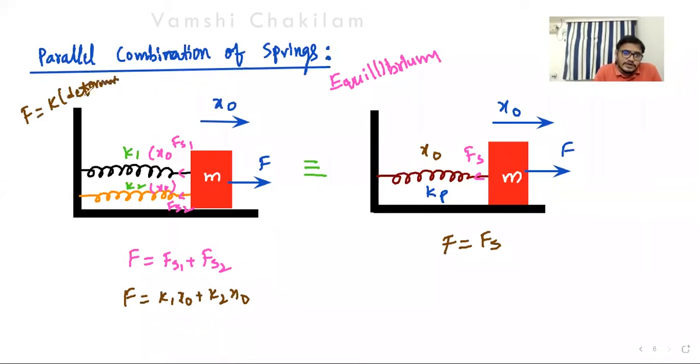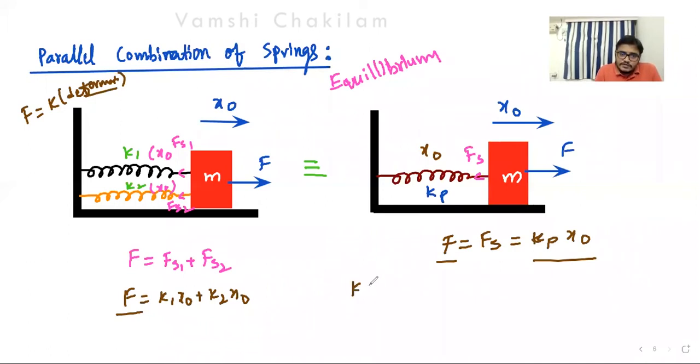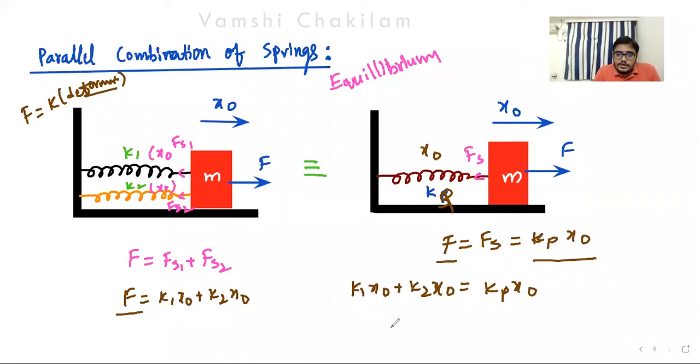Deformation in the sense it may be elongation or compression. I already said these things. What is Fs here? Kp into X naught. So here F, here also F, we got a relation. From this we can write K1 X naught plus K2 X naught is equal to Kp X naught. Kp only. So Kp is equal to K1 plus K2.